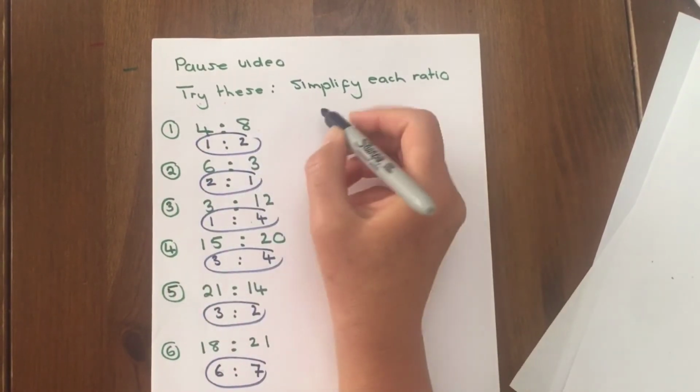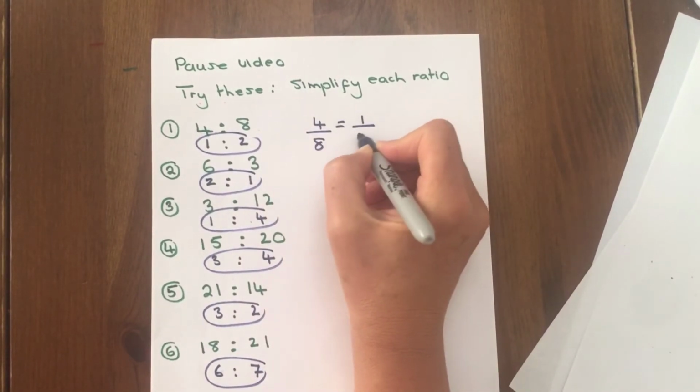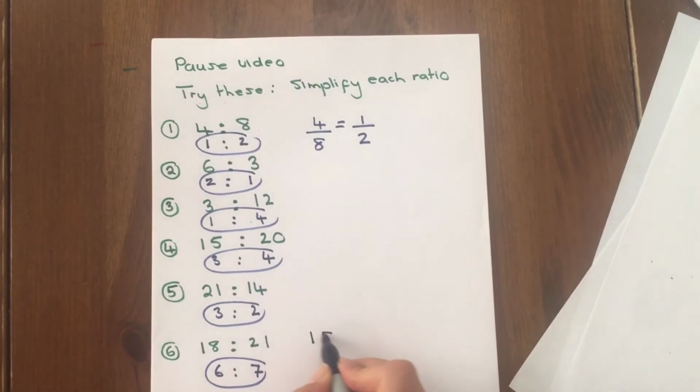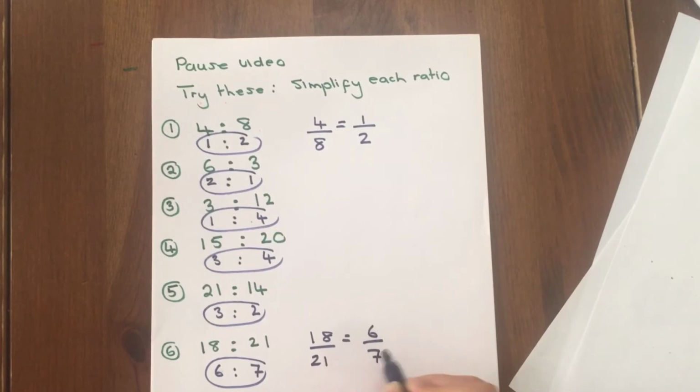It's just like equivalent fractions. You can think of like 4/8 will simplify to a half. Yes, and for example 18 out of 21 will simplify to 6/7. It's just a different way of writing it. You're writing it as a ratio rather than a fraction.